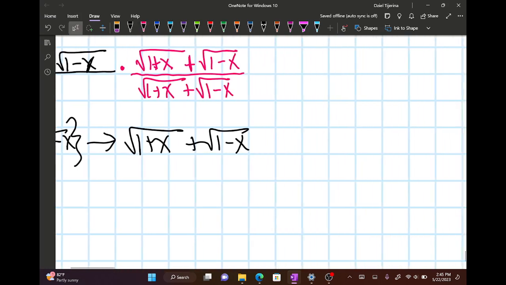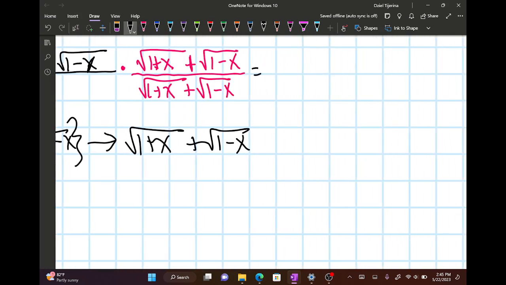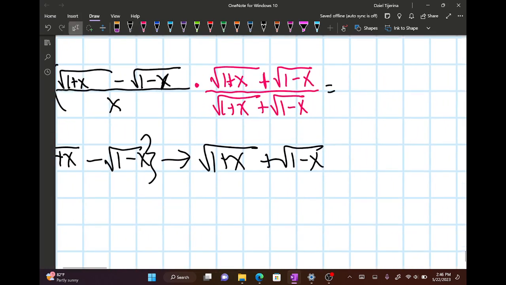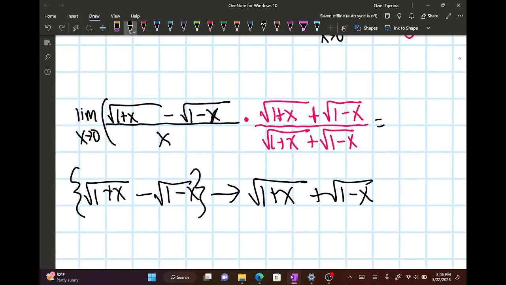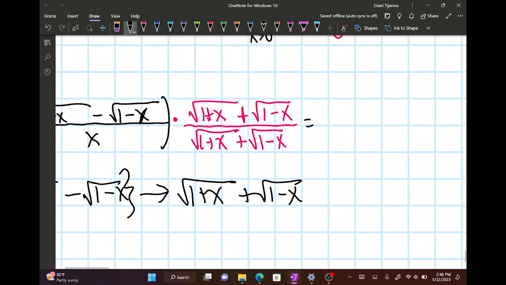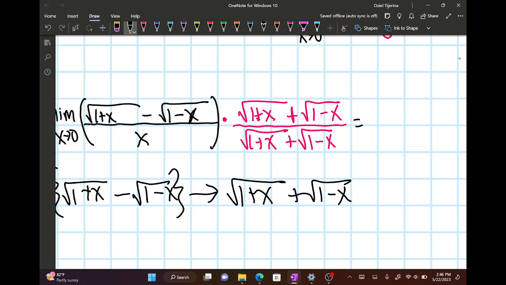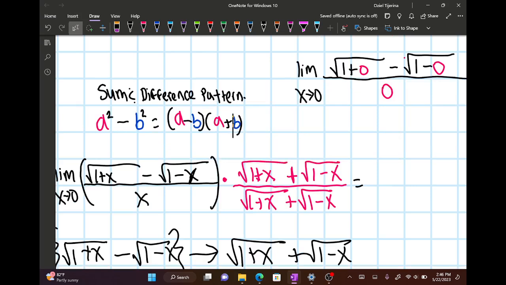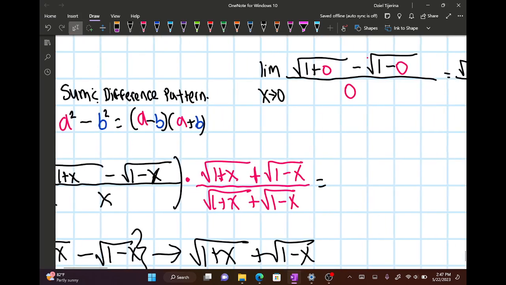All right, so now we have to multiply the top. If you notice, the top is really a sum and difference pattern. If you don't remember the sum and difference pattern, it's going to be a squared. Let me write it down really quick, guys. All right, so this is the sum and difference pattern, guys. And that's what we're going to do here.